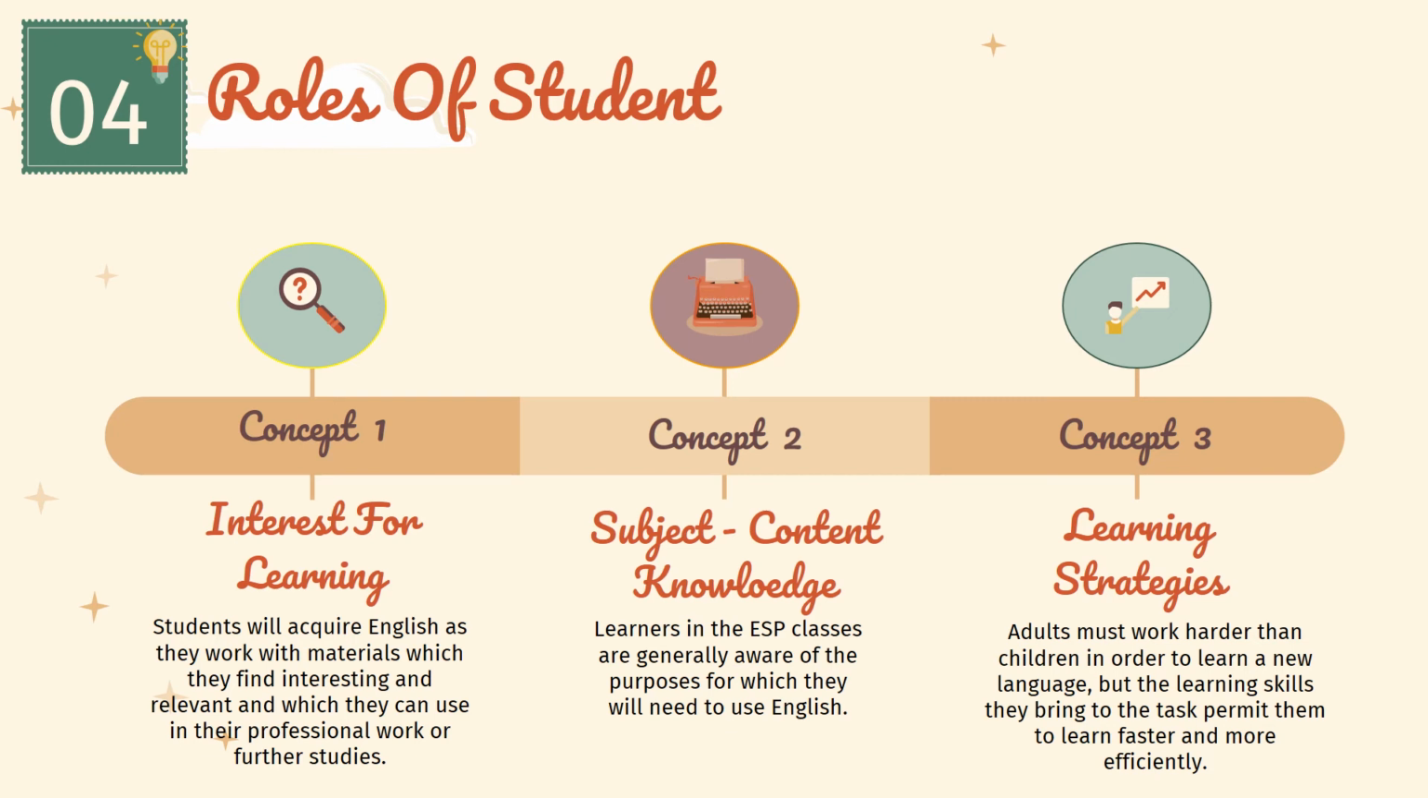An adult must work harder than children in order to learn a new language, but the learning skills they bring to the task permit them to learn faster and more efficiently. The skills they have already developed in using their native language will make learning English easier. Educated adults are continually learning new language behavior in their native language. Since language learning continues naturally throughout our life, they are constantly expanding vocabulary, becoming more fluent in their field, and adjusting their linguistic behavior to new situations or new roles.